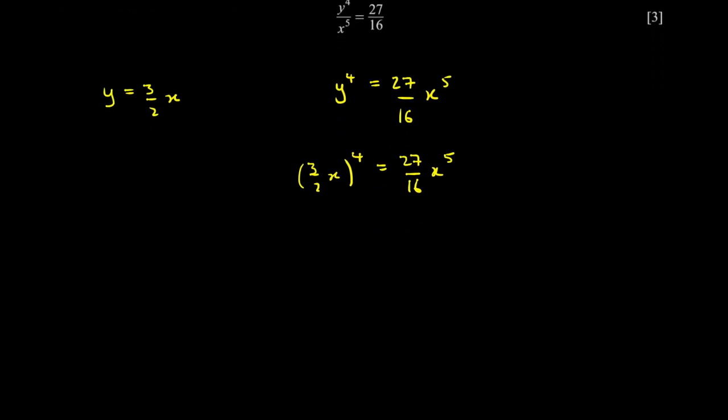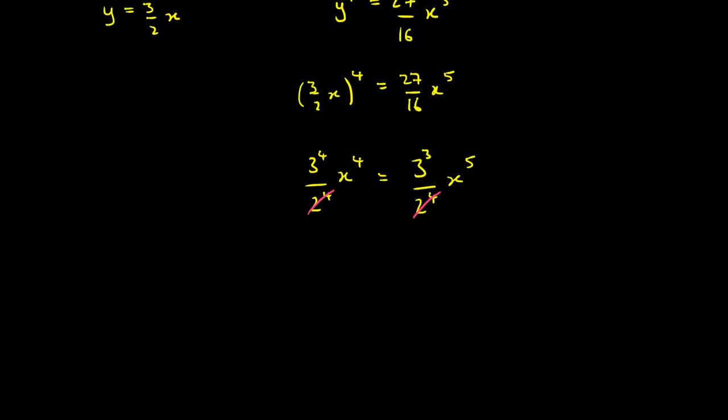And if I expand the left-hand side, I've got 3 to the power of 4 divided by 2 to the power of 4 times x to the power of 4 is equal to, now on the right-hand side, I think I can simplify that, right? Because 27 is 3 to the power of 3 and 16 is 2 to the power of 4. Okay, so now if I multiply both sides by 2 to the power of 4, those are going to cancel off. And I can divide both sides by 3 to the power of 3, right?